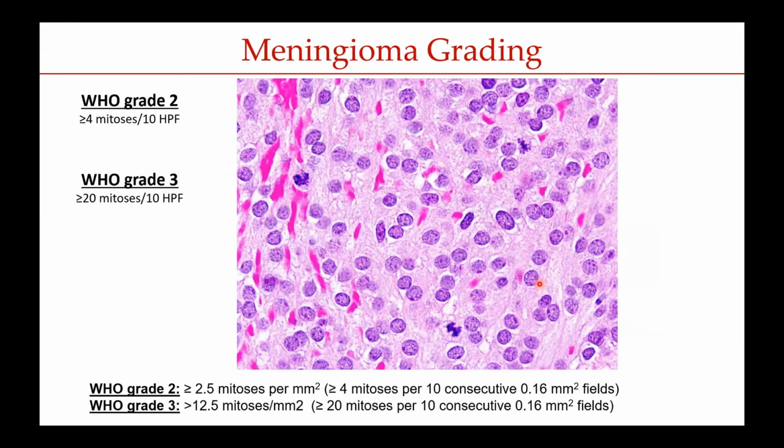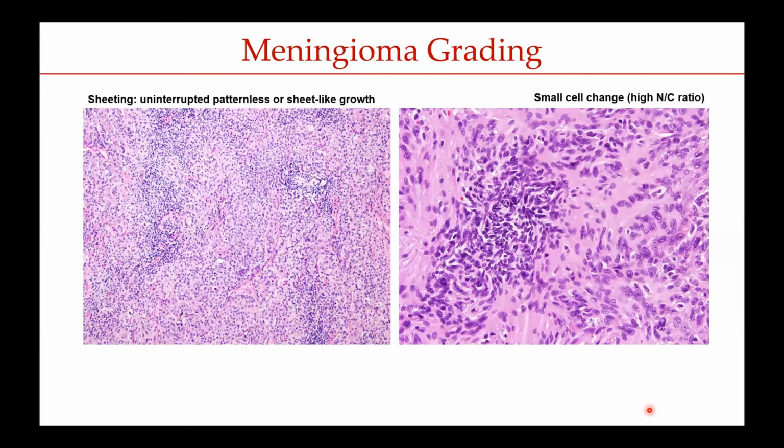So grading criteria, as I mentioned, the number of mitoses, 4 per 10 high power fields, or 20 per 10 is for the anaplastic category, and just noting that the fields are of a defined area indicated by millimeters squared. So grading criteria by histology, those 3 atypical features. This is an example of a sheeting type pattern where there's loss of that whirling architecture and more of a continuous stream of tumor cells.